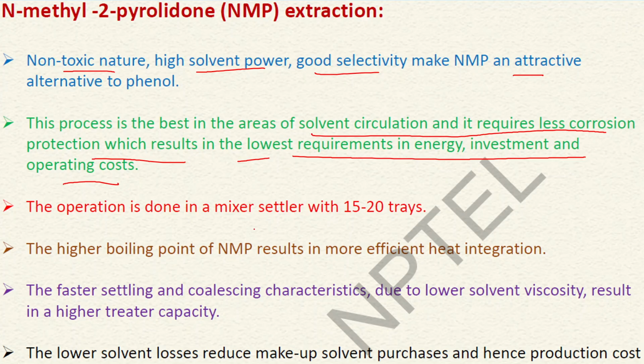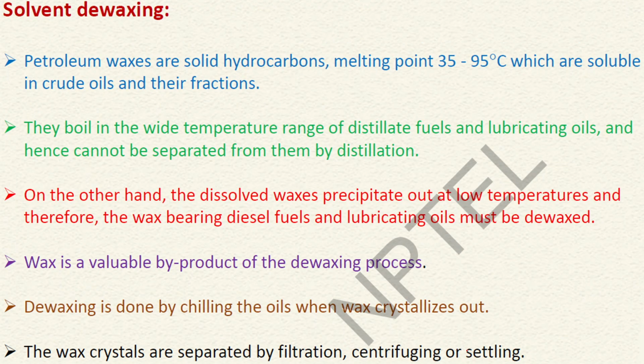The operation is done in a mixer settler with 15 to 20 trays. The higher boiling point of NMP results in more efficient heat integration, and the faster settling and coalescing characteristics due to lower solvent viscosity result in a higher treat capacity. The lower solvent losses reduce makeup solvent purchases and hence production cost. As I told, it has a very high boiling point, so solvent losses are also minimized.